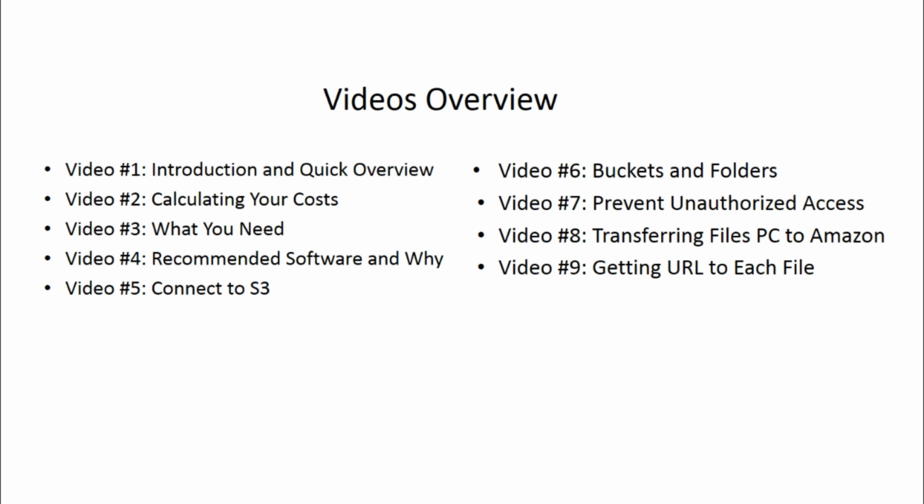Video 1 is the introduction. Video 2 is calculating your costs so you know exactly what you're getting into and how much you're going to save. Video number 3, we're going to talk about what you need to get started. Number 4, we're going to talk about recommended software and why. Number 5, we're going to talk about connecting to S3 and what you need to have. Video 6, we're going to talk about buckets and folders and basically the jargon that Amazon S3 uses. Video 7, we're going to talk about how to prevent unauthorized access. And video number 8, we're going to talk about transferring files from the PC to your Amazon S3. Video number 9, we'll talk about getting URLs to each file so that you will be able to build your download pages.